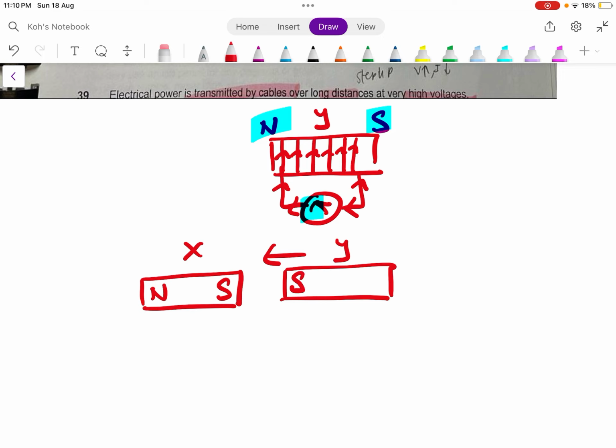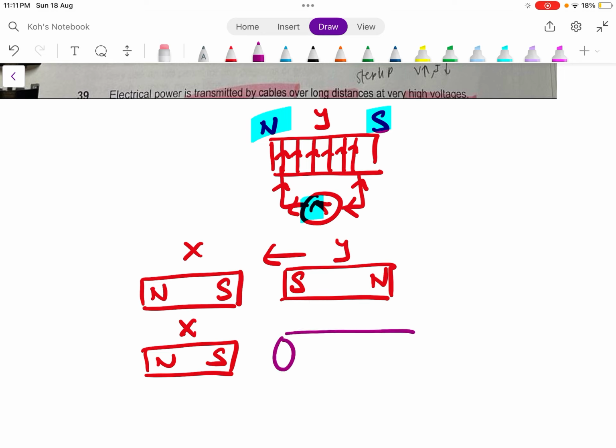Sorry, this is still south. This is still north. Okay, you can think of it as the magnet. For example, X is a magnet, north and south pole, right? So this is X, and this is the coil Y. Maybe I just draw in terms of the coil. So this is your coil Y.